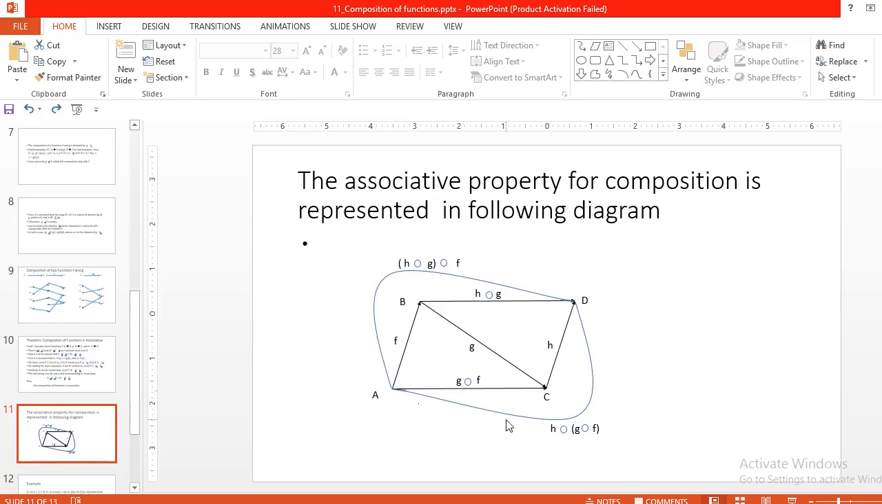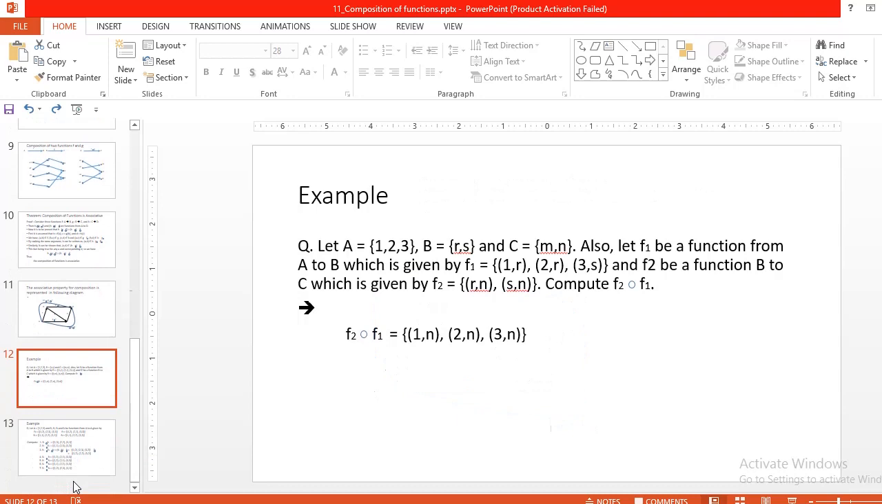Similarly, see here this curved line. So the composition of the three functions is here: A to B f, B to C g, and C to D h. So how can we represent the composition of the function directly from A to D? We can represent it this way: h composition g composition f. Okay, so this is the diagrammatic representation of the associative theorem. Next, now let's see some examples of how we can find the composition of functions.